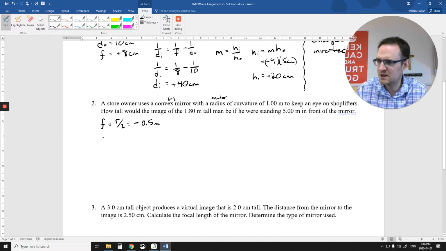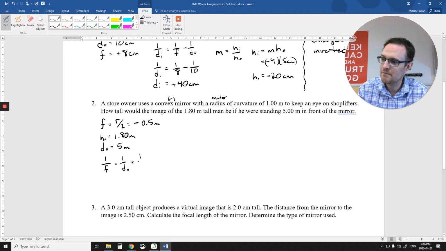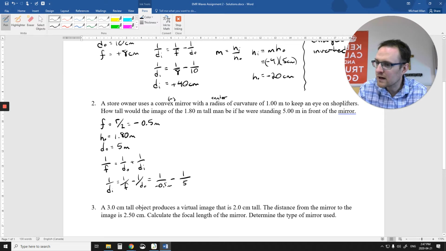How tall would the image be if a 1.5 meter tall man is standing 5 meters from the mirror? Okay, so this is the information that we have. So what I'm going to do now is find my DI before I can find my HI. So I'm going to find my DI first. So I'm going to set up my formula and rearrange it for my DI. So that means I'm going to take 1 over F minus 1 over DO. I can put some information in there. We have negative 0.5 on that first part minus 1 over 5. Okay.